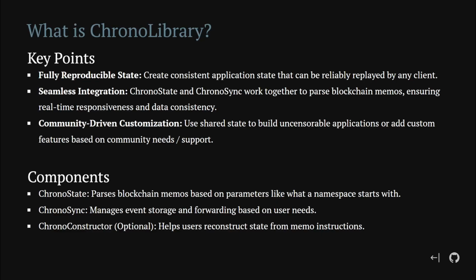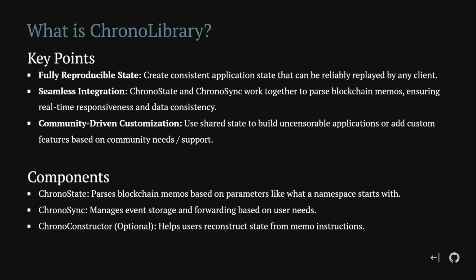So ChronoState and ChronoSync are two parts of the library that work together to parse blockchain memos, ensuring real-time responsiveness and data consistency. This uses a shared state to build an uncensorable application or add custom features based on community needs or support. ChronoState parses the blockchain memos based on parameters like what a namespace starts with, who it's from, who it's going to, and so forth, while ChronoSync manages the event storage and forwarding based on individual user needs or application-specific needs.